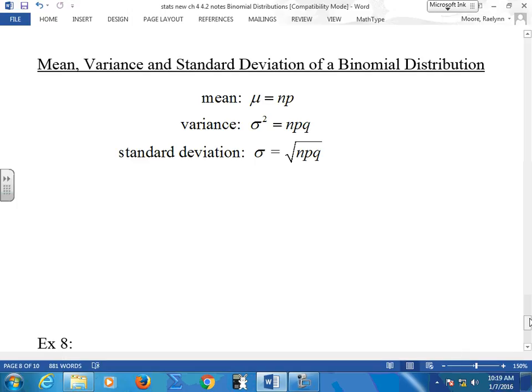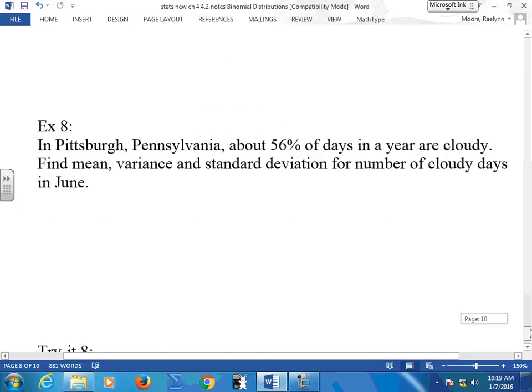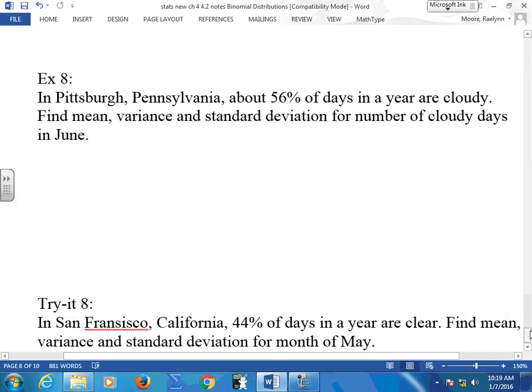Now, if you kind of look in your book, at example 8, we'll try this. Okay, this is something you might see on your regents as well. In Pittsburgh, Pennsylvania, about 56% of the days in a year are cloudy. Find the mean, the variance, and the standard deviation for the number of cloudy days in June.